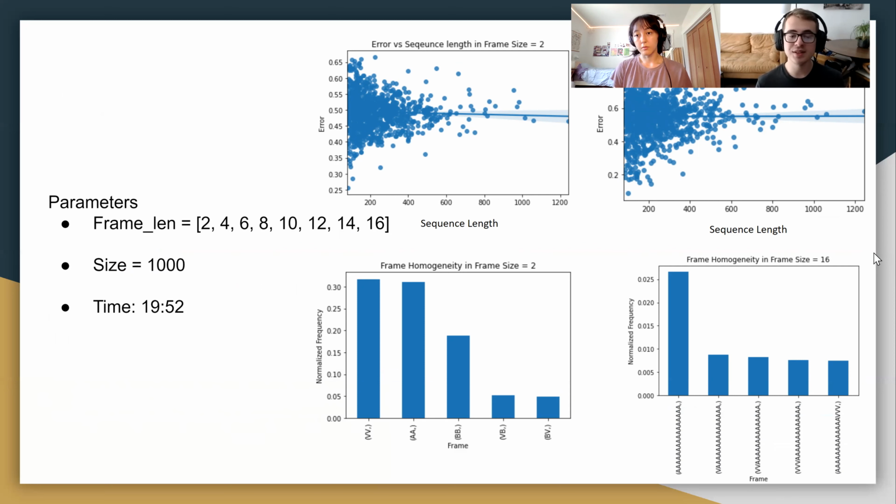And then the other one was frame homogeneity, which is important because the way that the manual method classifies, it's limited because it can only be 100% accurate if a lot of the frames are completely homogeneous, which is only the case in really small frame sizes, and it drops off significantly when you get up to the upper limits of frame size.